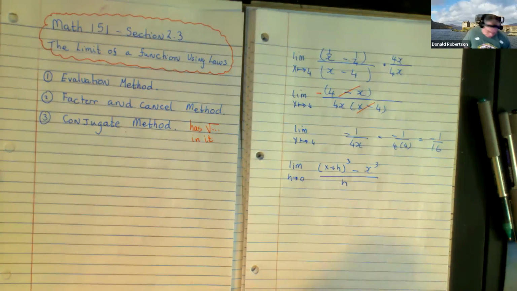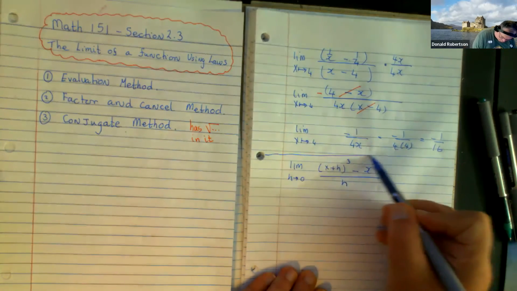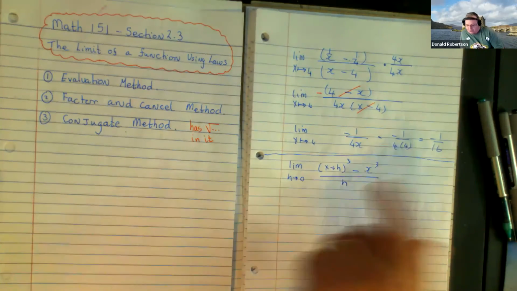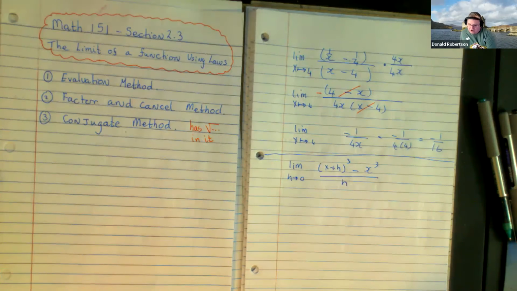Well, this one's got a couple of things that are not normal. For starters, aren't there 2 variables, h and x? We've never dealt with that. We've always had just one variable, x or h, but we've never done a question with both. And there's no square root in it. So I can't use the conjugate method.